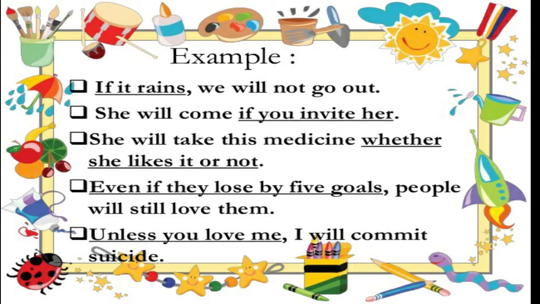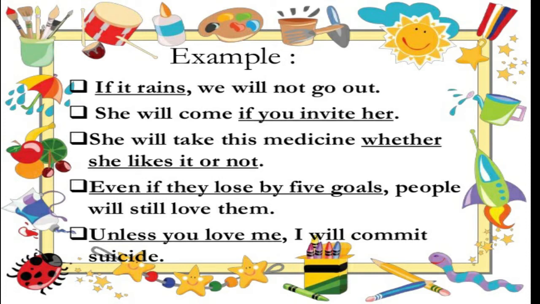So the first one is, if it rains, we will not go out. Why will we not go out? In case, or if it rains. Condition. Okay. Next one, she will come if you invite her. Only if you invite her, she will come. Conditional. Okay. So "if you invite her" is a dependent clause.